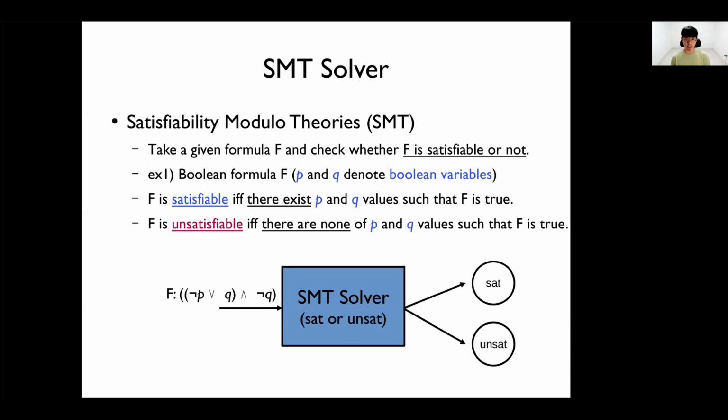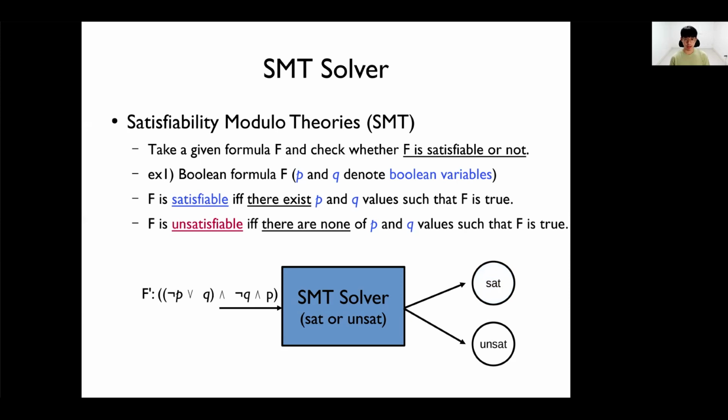So for example, this is a very simple case. Is this Boolean formula F, which is the conjunction of (not P or Q) and not Q, satisfiable or unsatisfiable? Please answer. I will give 10 seconds. Okay, the answer is that this formula is satisfiable. That is, there exist P and Q values such that the formula F is true. And when the formula F is satisfiable, the SMT solver also returns one of the satisfying solutions. So in this case, formula F is true when the values of P and Q are both false.